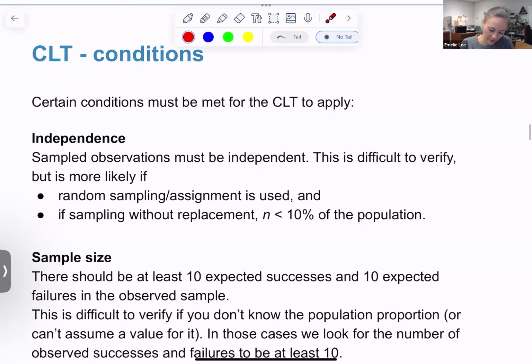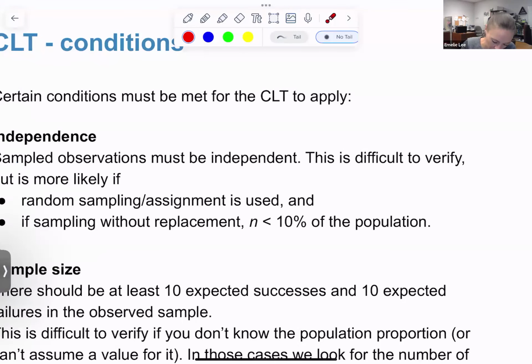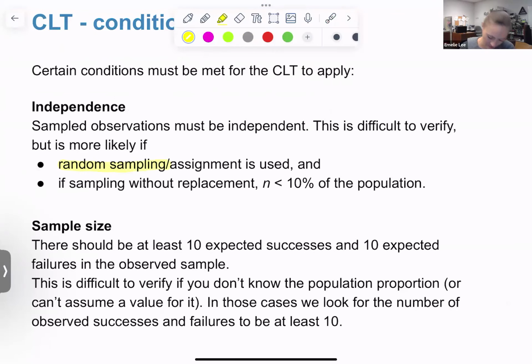Now, so the first thing that we have to check is independence. Now, so our sampled observations have to be independent. And so the only way that we can kind of assume independence is if we used random sampling. Okay. And so just as your go-to condition, you would have to say, okay, I randomly sampled, or the sample was randomly selected, therefore I can assume independence.